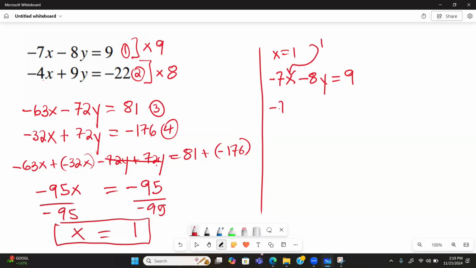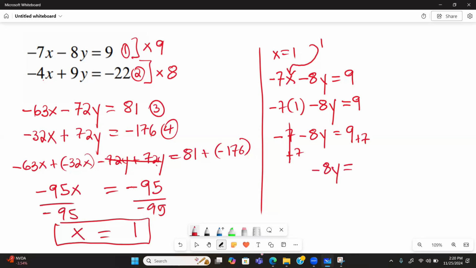So let's go. Negative 7 times x becomes times 1, and this is equal to, well, minus 8y, which is equal to 9. Negative 7 times 1 is negative 7, minus 8y equal to 9. Let's add 7 to both sides. The negative 7 plus 7 becomes a 0, so I'm left with negative 8y, which is equal to positive 16. Let's divide both sides by negative 8. So y is equal to negative 2.